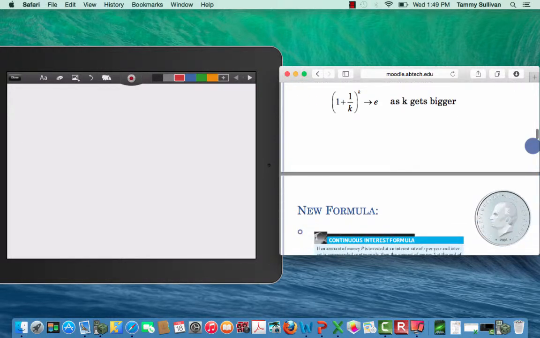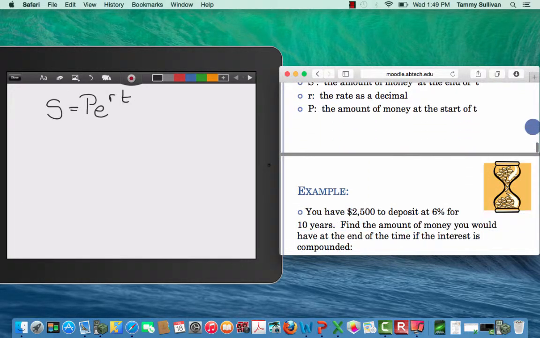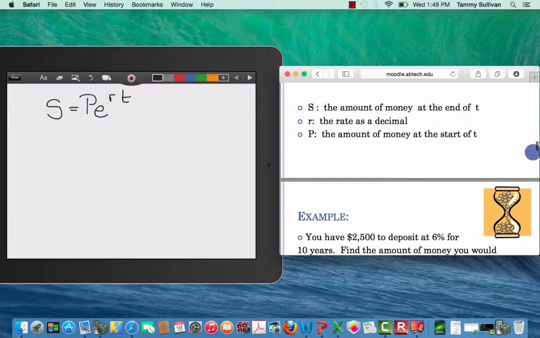So what they've done is they come up with this new formula, and they call it a continuous interest formula. So to calculate your future value, you take your present value times e to the RT. It's a little bit simpler to use. S is your future value, or how much money you have at the end of the time that it's in the bank. R is your rate as a decimal, and P is the amount of money it started in. And let me write down the other formula too, where we had S is equal to P times (1 plus R over K) to the KT.